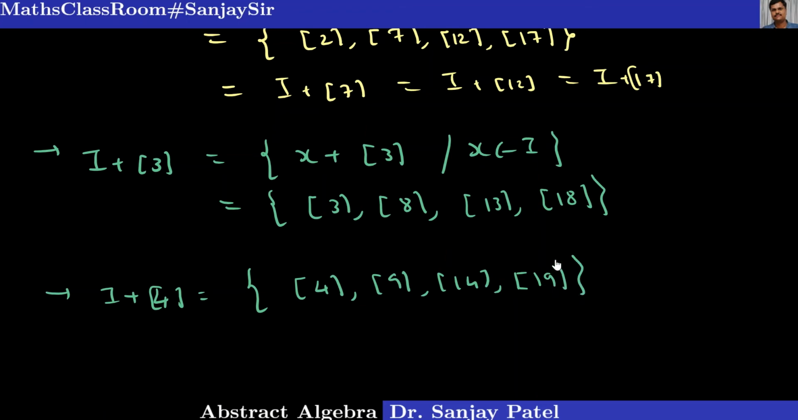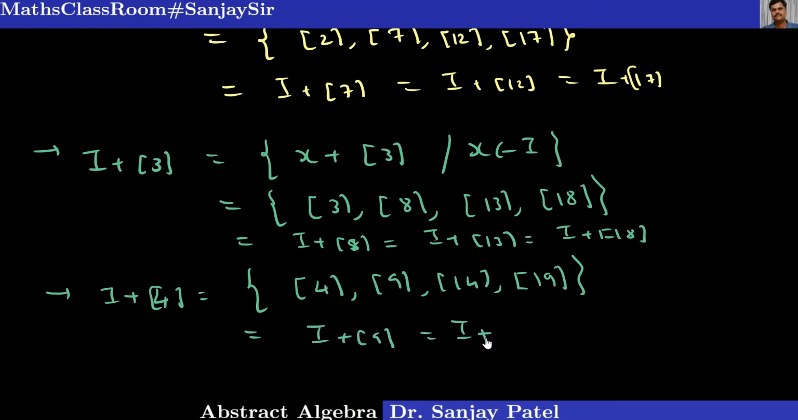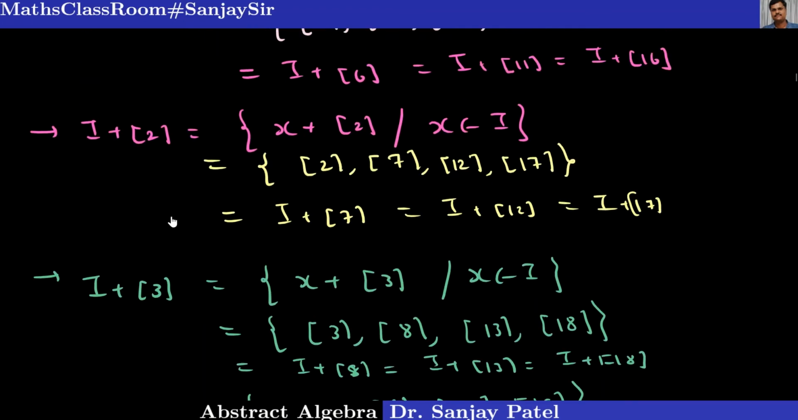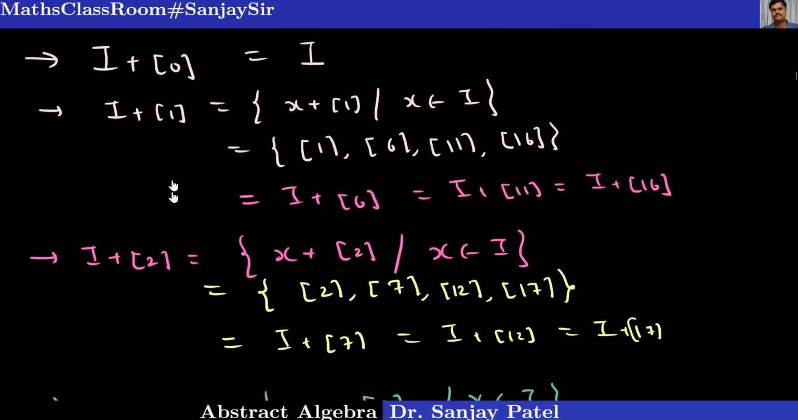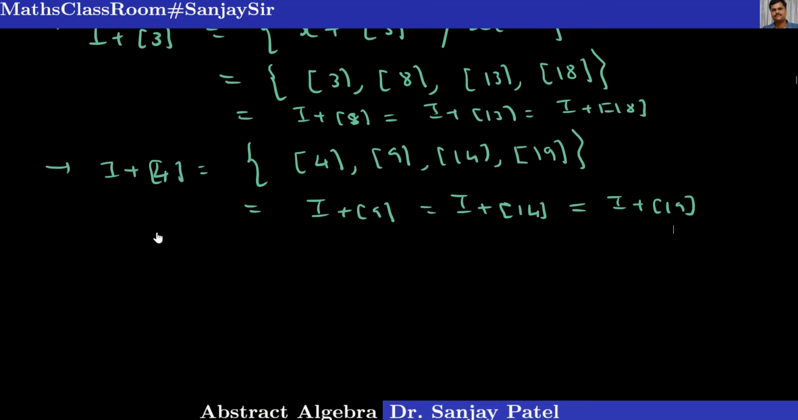Okay. And now no need to find the other classes, because all the cosets will be repeated. This is same as I plus 8. It is same as I plus 13 and I plus 18. This is same as I plus 9, I plus 14 and I plus 19. So all in all, we can have only this many distinct equivalence classes: I plus 0, I plus 1, I plus 2, I plus 3 and I plus 4.